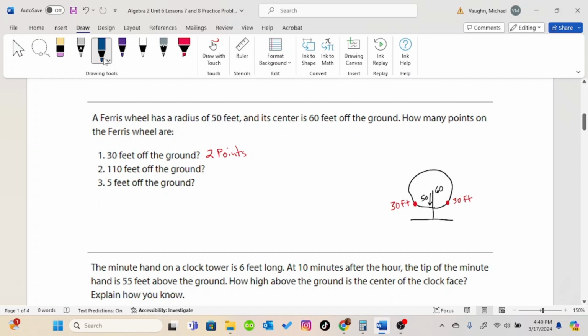Number 2 wants to know how many points are 110 feet off the ground. Well, it's 60 feet to the center, and it's another 50 feet to the top. 60 plus 50 is 110. So there is 1 point at the very top that is 110 feet. So only 1 point is 110 feet off the ground.